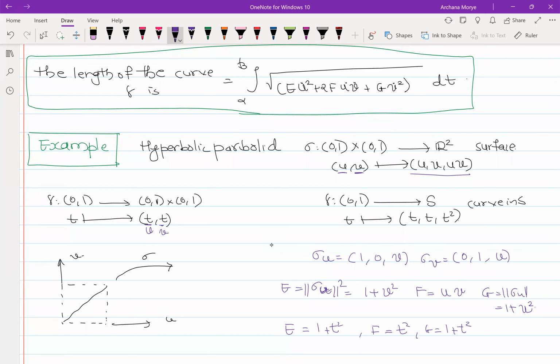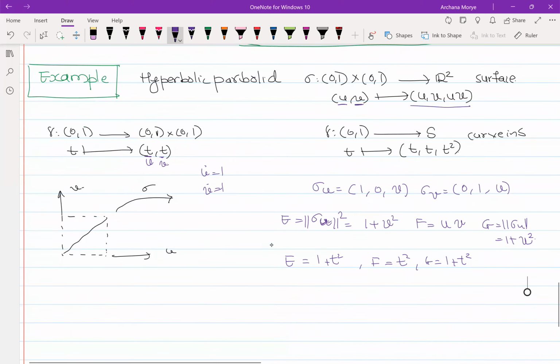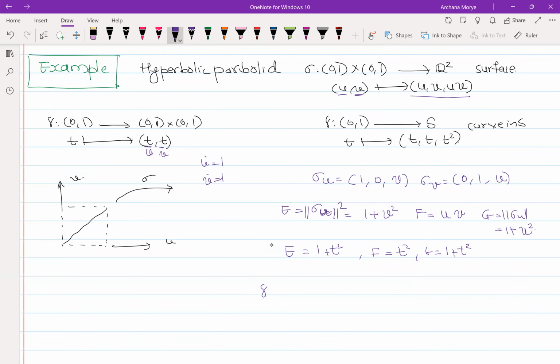Is this okay for all of you? Okay, ma'am. Right. So now what are u dot and v dot? u dot is 1 and v dot is 1. So what is our arc length? Can you tell me now? This gamma is going to be, the arc length of this gamma is the integration from 0 to 1 of the square root of 1 plus t square, plus 2t square, plus 1 plus t square.